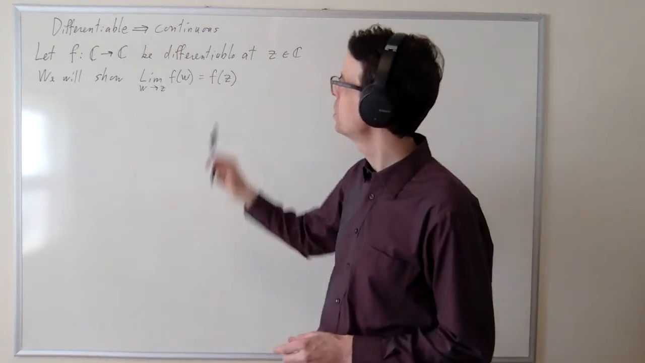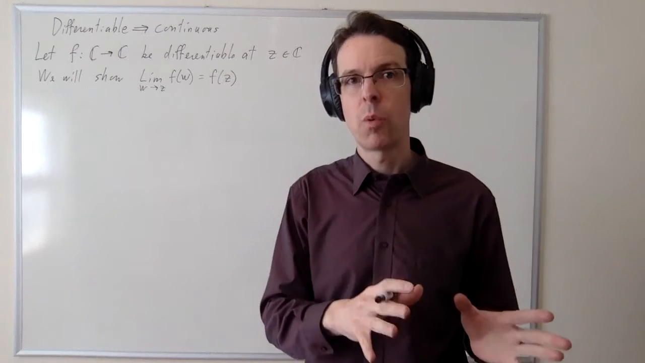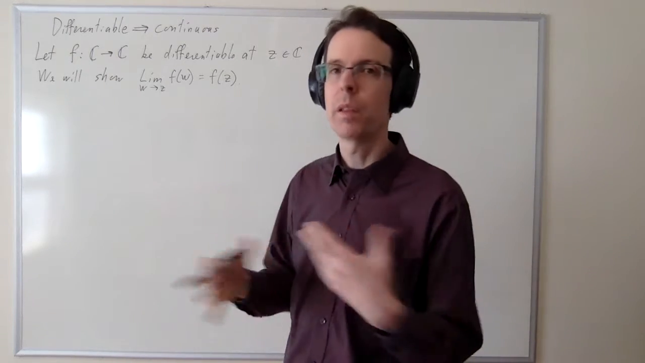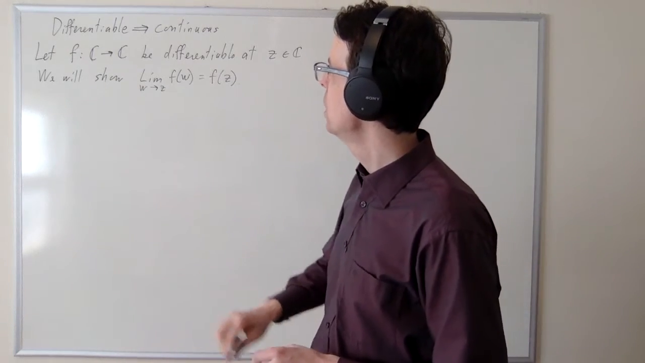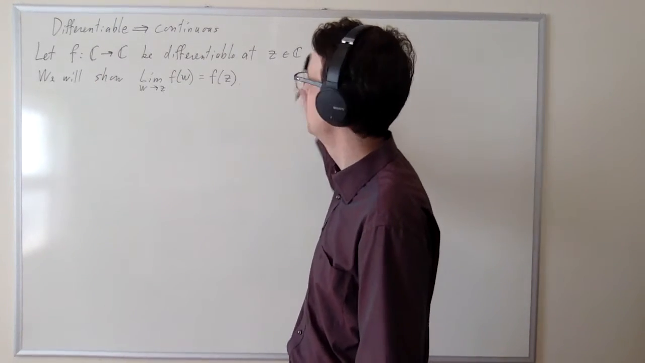In this short video, we're going to show that a differentiable function is continuous. In particular, if f is differentiable at a single point, then it is continuous at that point. And then, of course, you can generalize that to all points. So we're going to have a function from C to C. It'll be differentiable at a point z in its domain.